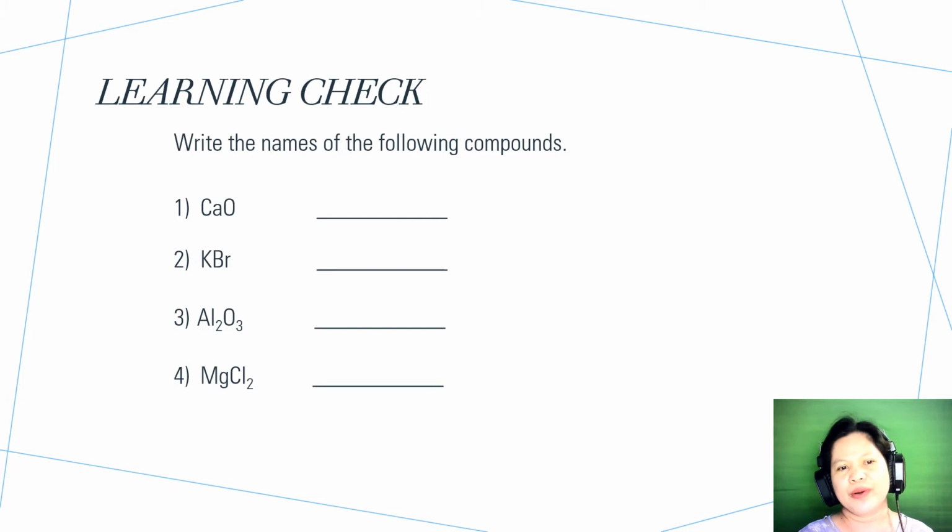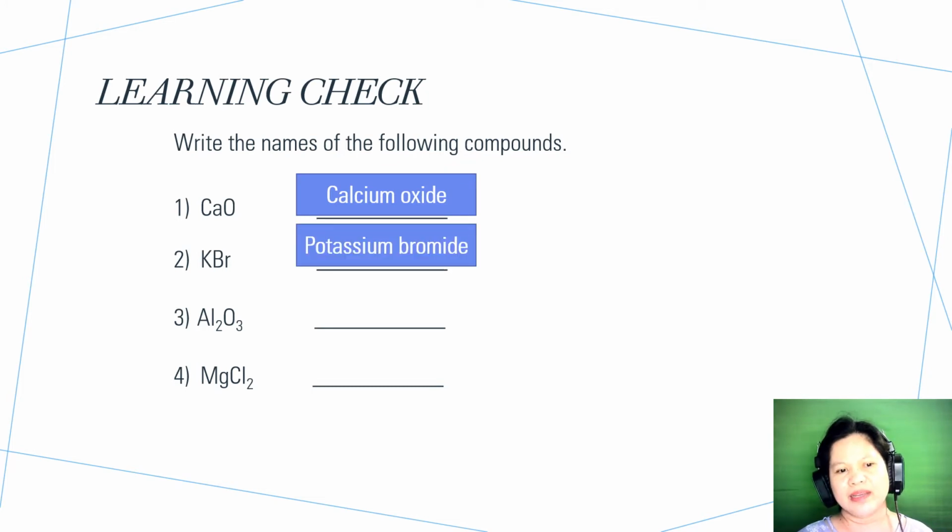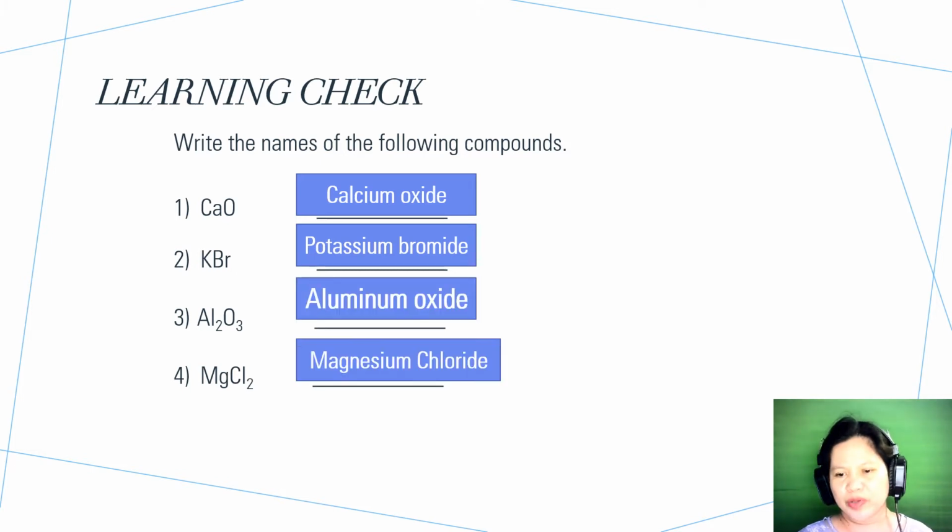Let's try. Write the name of the following compounds. Calcium and oxygen. Some of them are already examples stated just a while ago. So let's have number 1, that will be calcium oxide. And number 2, that will be potassium bromide. Then number 3, that will be aluminum oxide. 4 will be magnesium chloride.